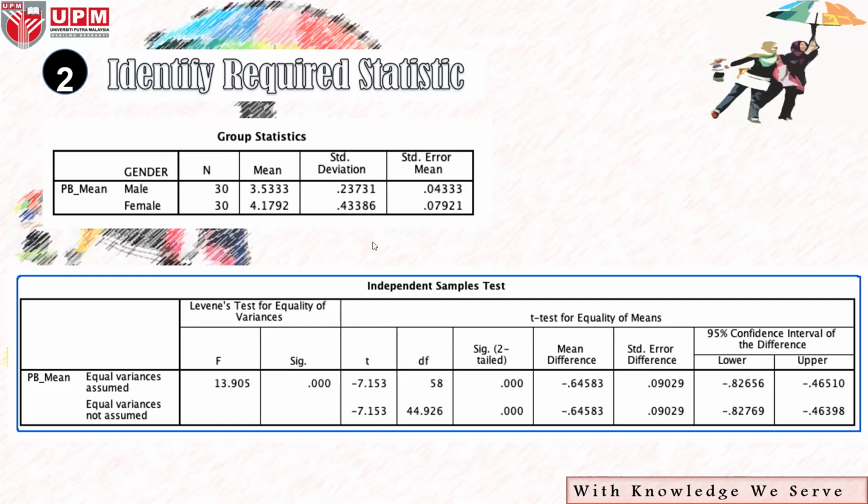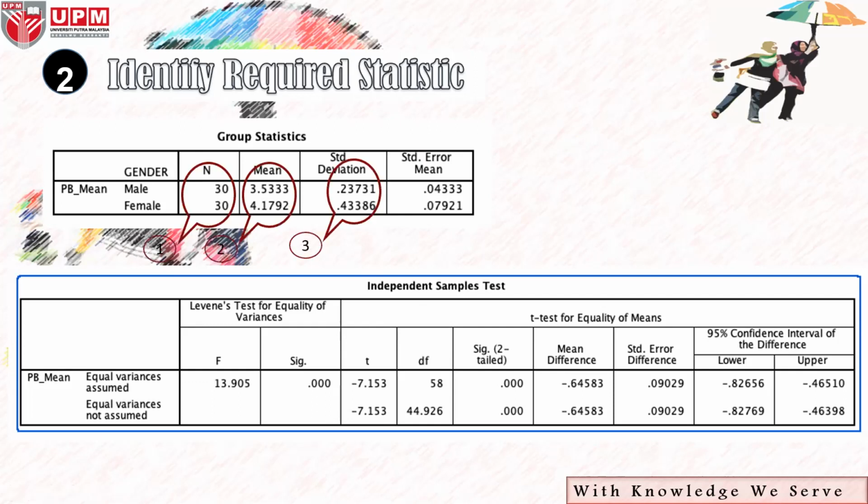Okay, so for the first table, we simplify the number of samples according to group. So we have male 30, female 30. The mean for each group is 3.5333 for male, 4.1792 for female, and then the standard deviation.